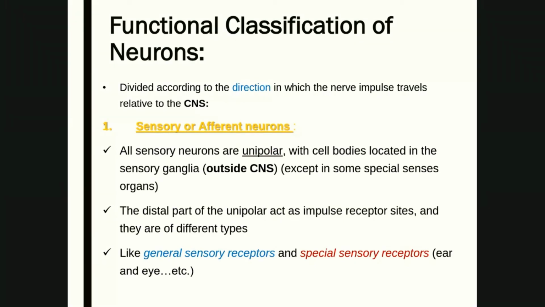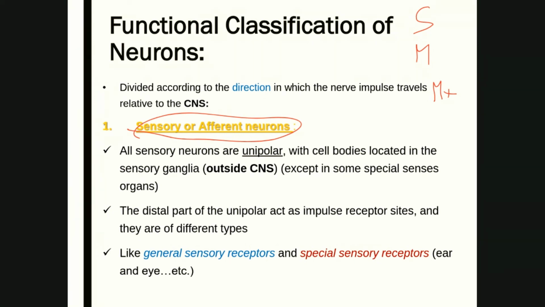Now functional classification. Previously, what we have seen is a structural classification. Now we are going to see the functional classification of neurons. As I told you, there is sensory neuron, motor neuron, and mixed neuron. Sensory neuron is also called afferent. So, what is the afferent sensory neuron?